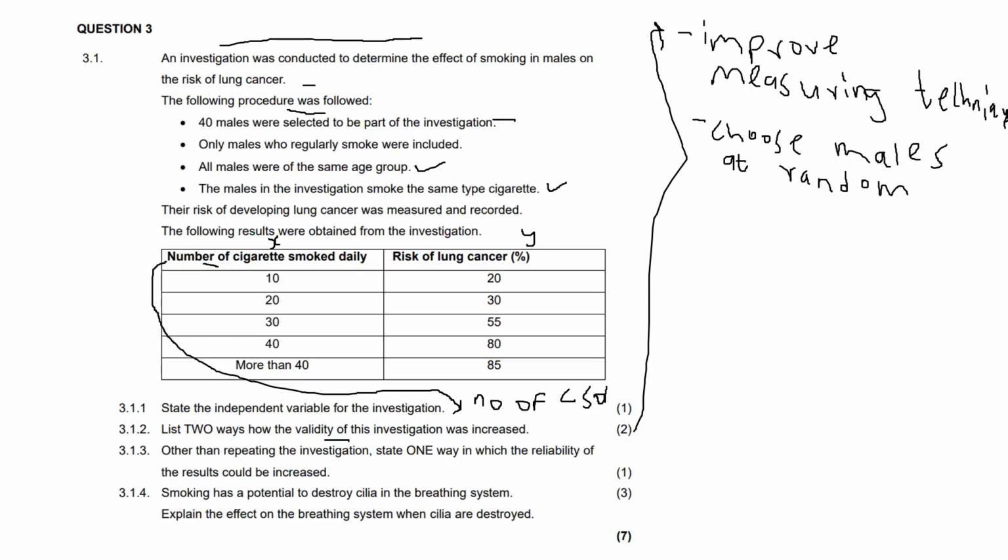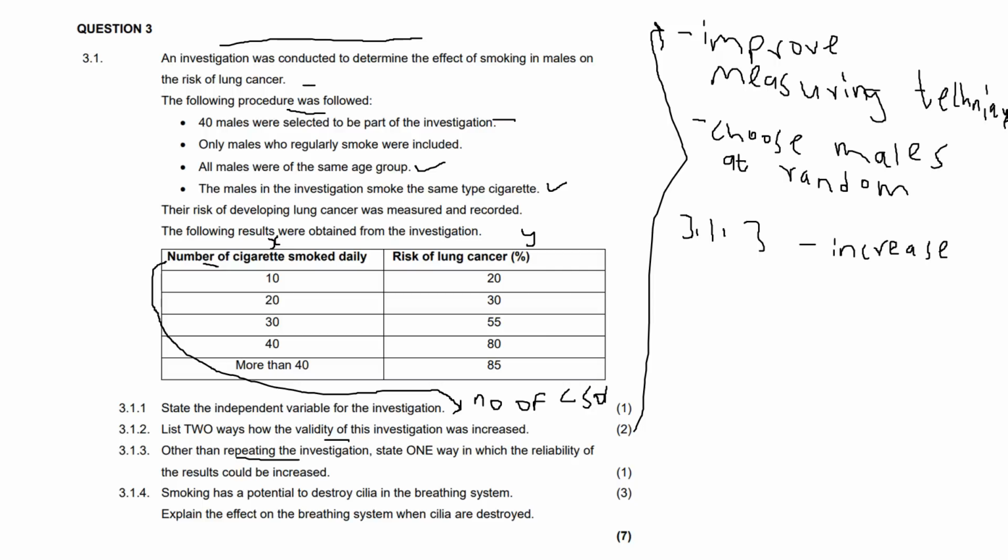That's for 3.1.2. And then for 3.1.3, they're asking, other than repeating the investigation, state one way in which the reliability of the results can be increased. To increase the reliability of the experiment, mostly we repeat the investigation, or you can increase the sample size. So you can increase the number of males in the study. These are the two ways: increase the sample size or repeat the investigation.